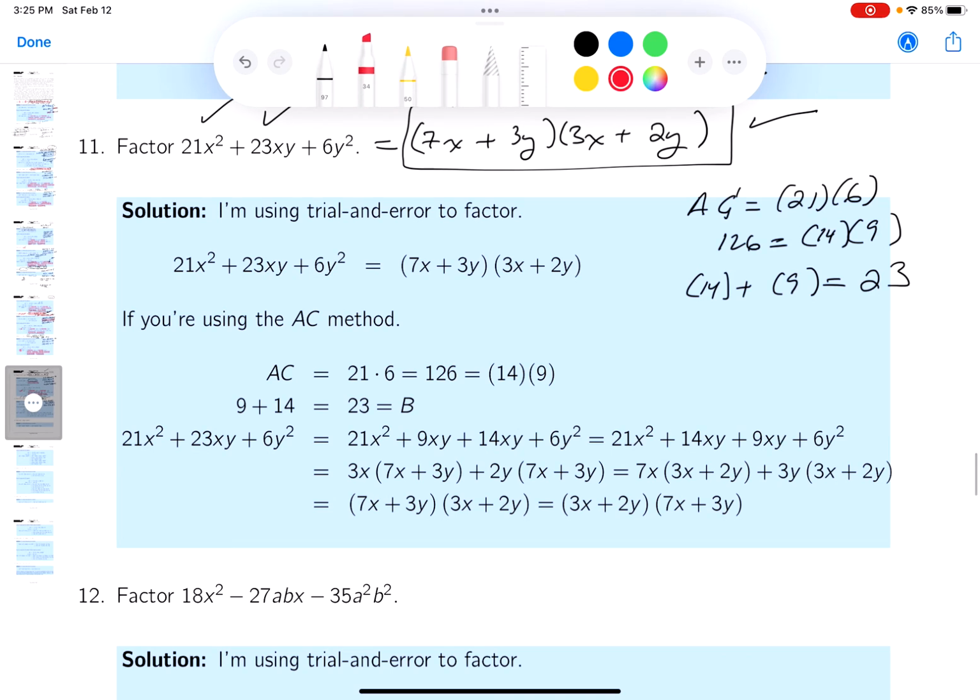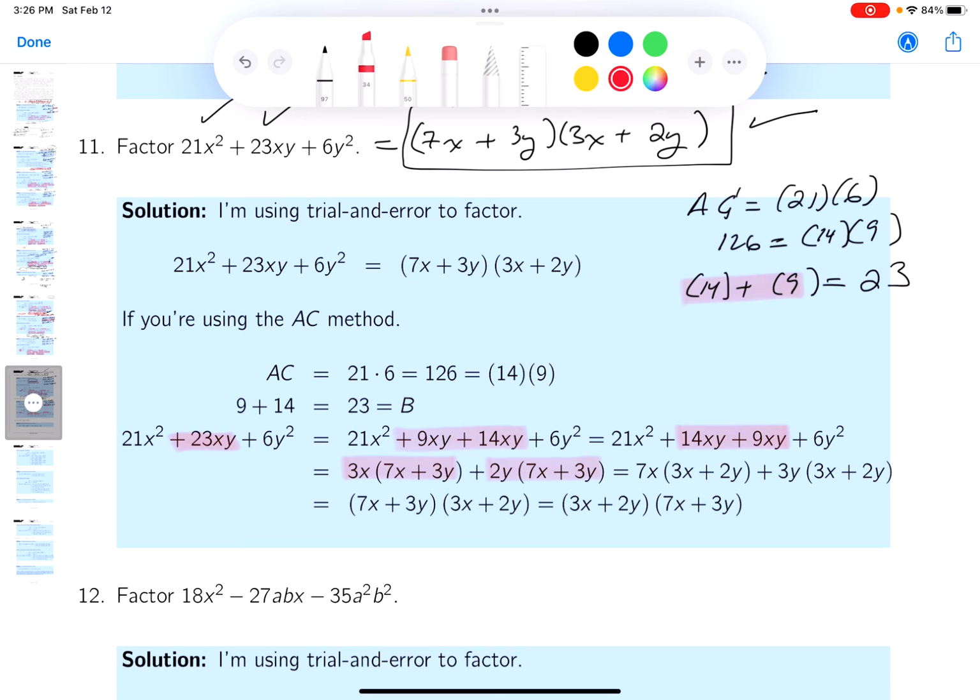Then what do you have to do? You must take the middle term. Now, by the way, whether you do this in your head or not, it must be done. It must be broken into those two terms. 9xy and 14xy. Those two numbers. 14xy and 9xy. Order doesn't matter. Then you're going to factor by grouping. And that's relatively simple to do, and you're hoping for the best.